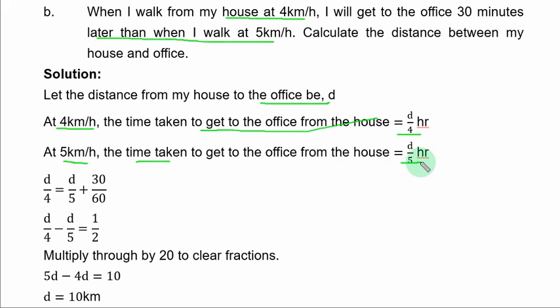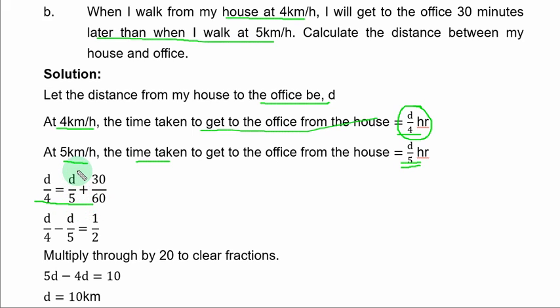But look, if you walk at 4 kilometers per hour, you will get there 30 minutes later than when you walk at 5. So you actually subtract that 30 minutes from d over 4 and equate it to d over 5. If you move that 30 you subtract to the right hand side, it becomes plus. So you have d over 4 equal to d over 5 plus 30 minutes. All we have there is in hours. If you convert 30 minutes to hour, you divide it by 60. So you have 30 over 60.